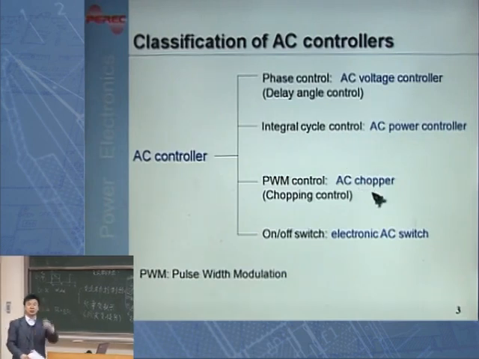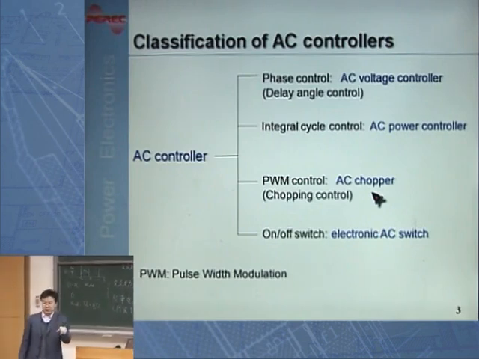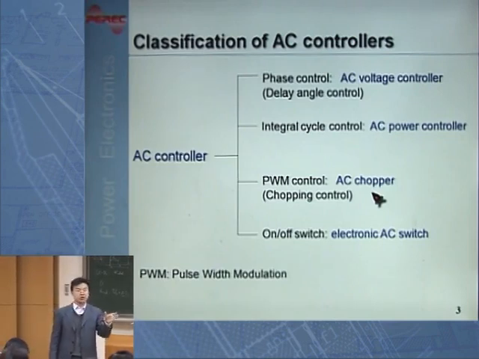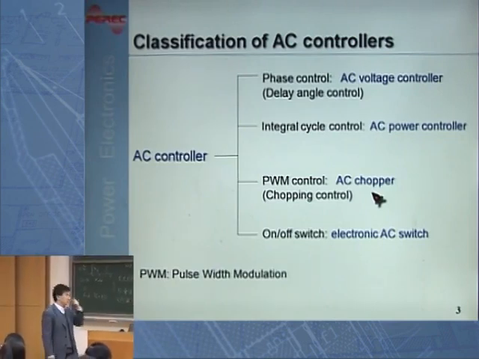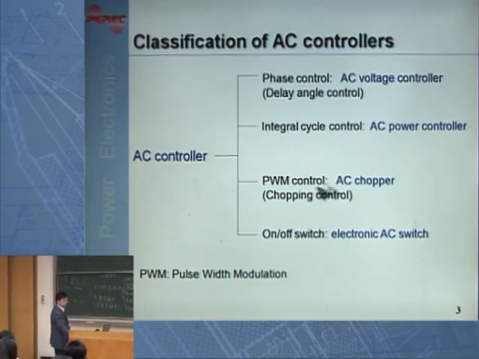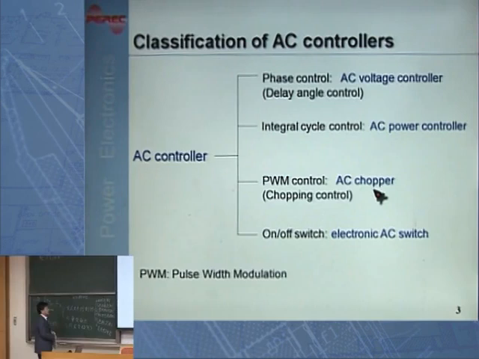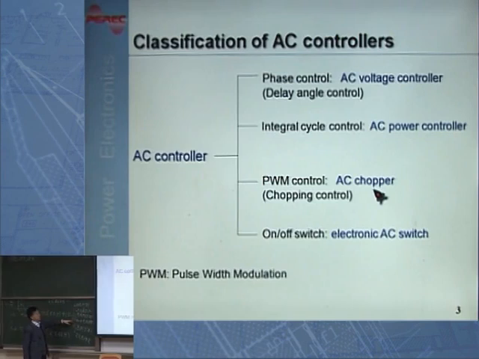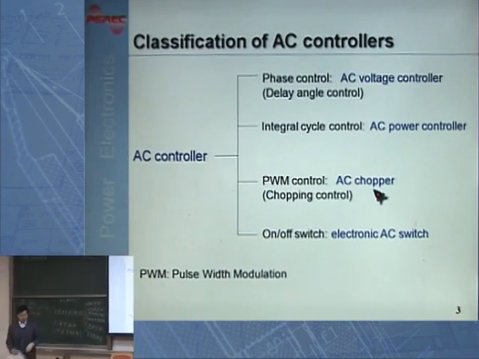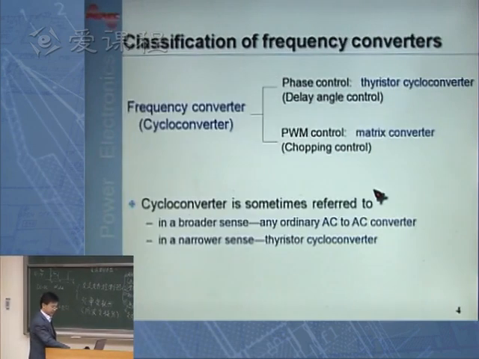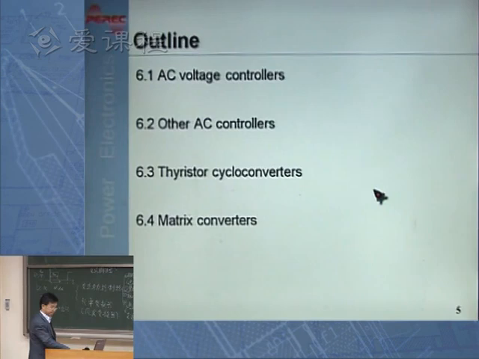That is similar to DC. When we are using PWM control for DC to DC converter, remember we call that DC chopper, a special name. But in AC to AC controllers, when you are using PWM control, we also call that AC chopper. So just want to mention that. Phase control, which is also called AC voltage controller, PWM control, which is also called AC chopper.